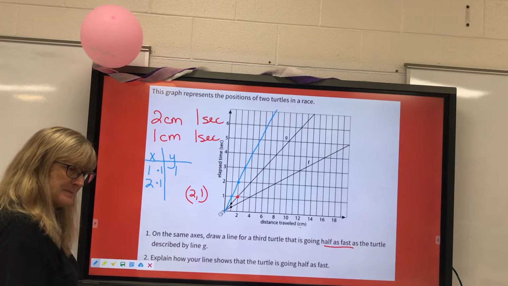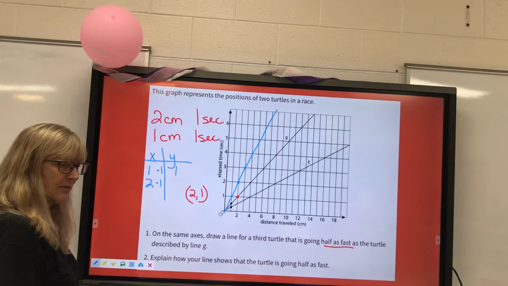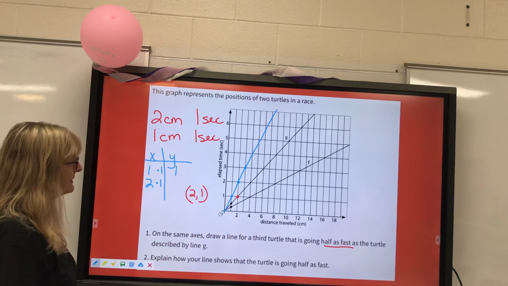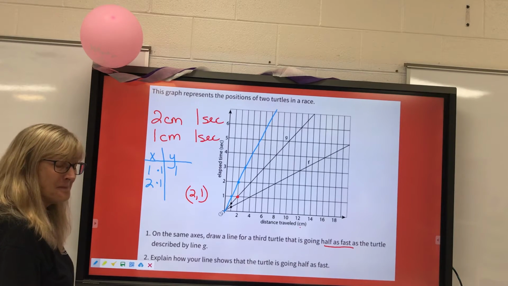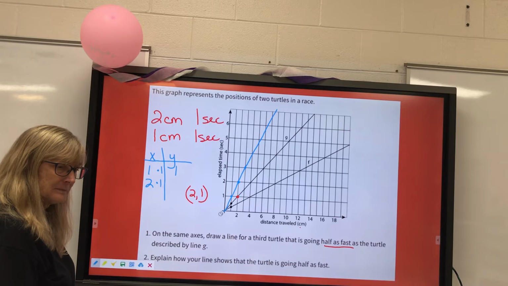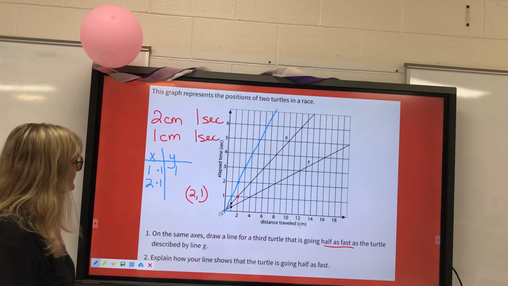Okay? Do you see how I figured that out? Yes. Who can explain to me how I figured it out? What did I do first? Divide 2 centimeters in half.